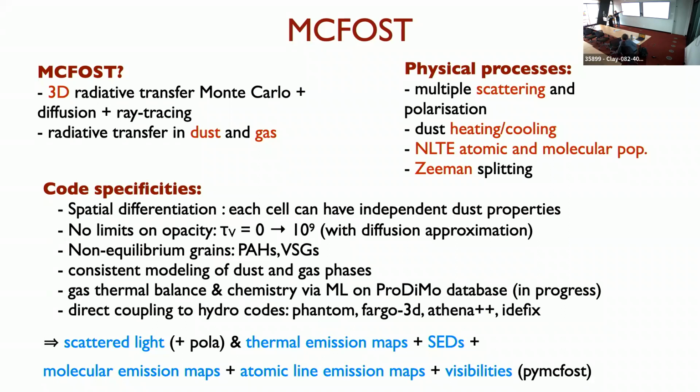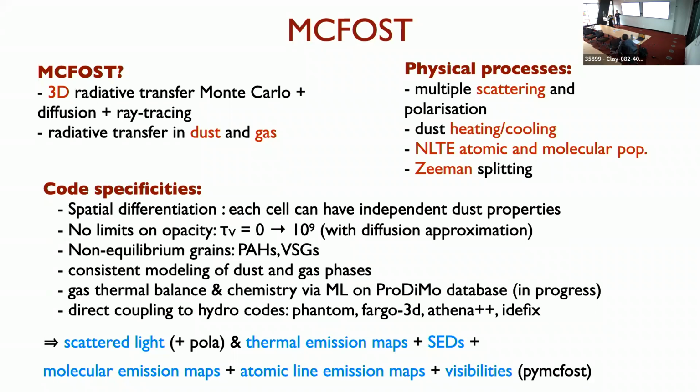There's no limit on opacity for the grids for which there's a diffusion approximation, which is not all the grids, and I'll discuss that later. And we've tested it on a cylindrical grid, for example. You can go to 1 billion in optical depths, and there's no problem to compute the temperature in those cases. But that doesn't work yet with Phantom, for example.